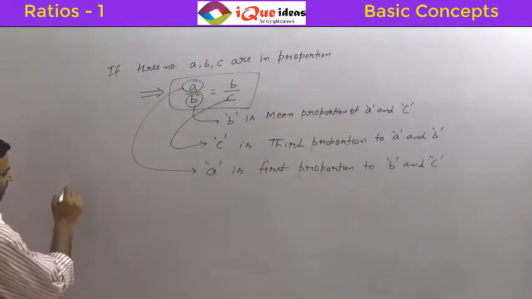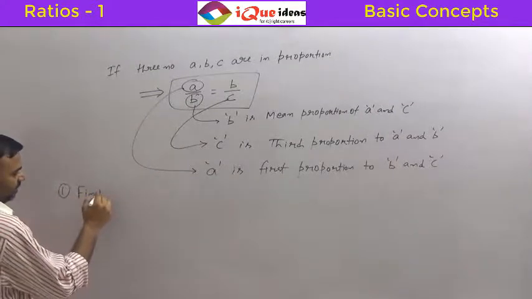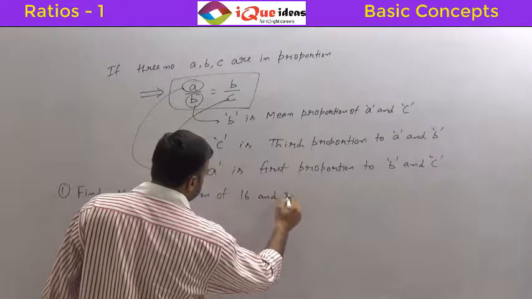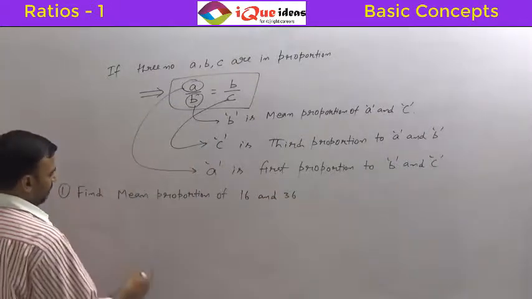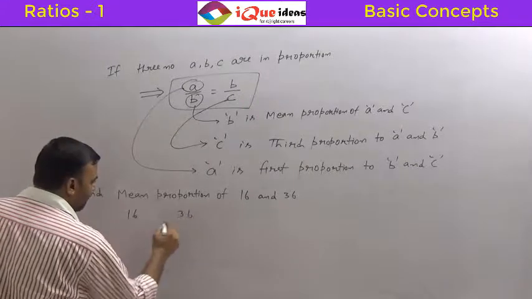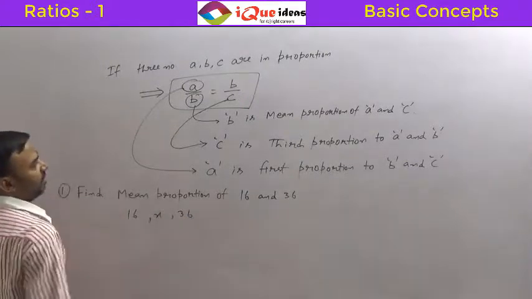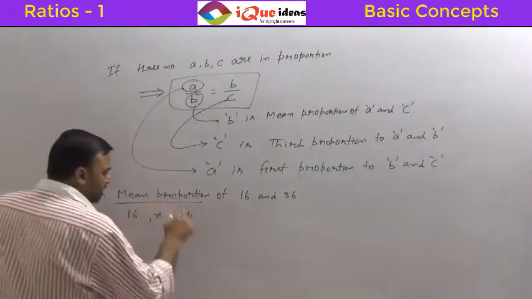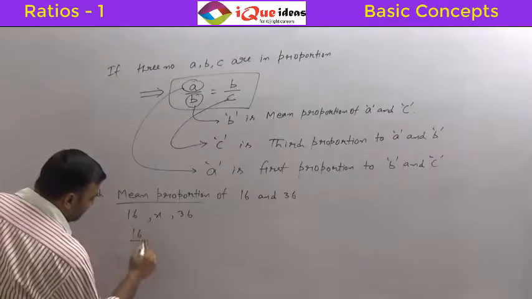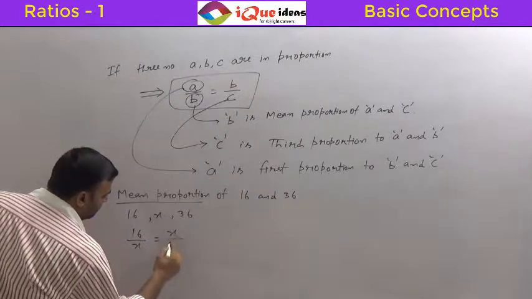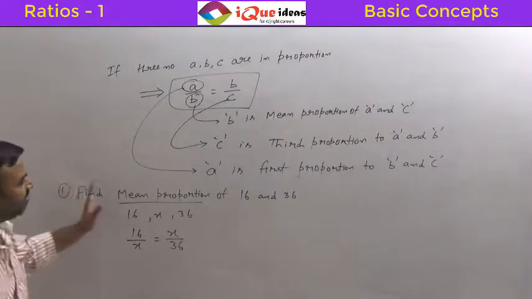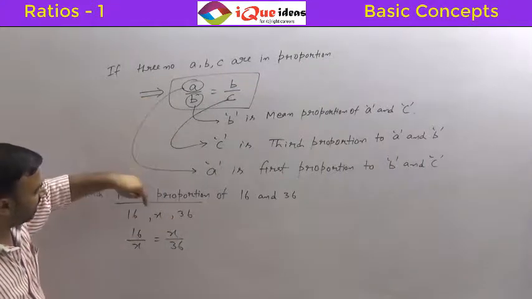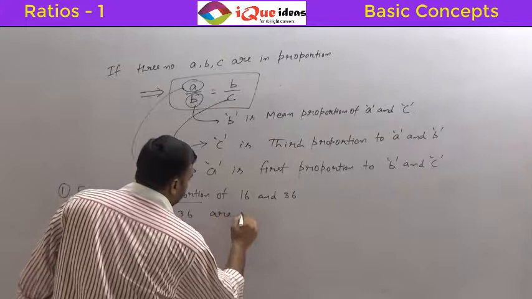Now, how can the questions be asked? I'll write one question here. Find mean proportion of 16 and 36. Very simple. So what will you do? You write 16 first, 36 in the end, and x in between, assuming x is the mean proportion. Remember, mean proportion is the number in between. So we have to say that 16, x and 36 are in proportion. So we can write this relation: 16 upon x is equal to x upon 36. Understand once more. When I say find mean proportion of 16 and 36, we write 16 and 36 at the ends, insert the number x in between, and say that they are in proportion.